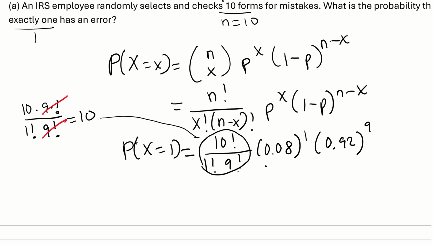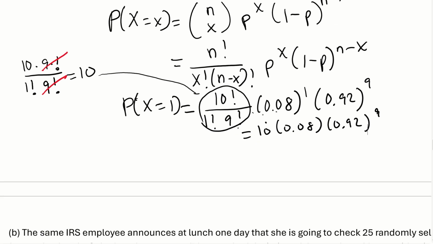All right, and then we could just do 10 times 0.08 times 0.92 raised to the 9th power to get our answer. I just wanted to show you that calculation so you can see that. Okay, so 10 times 0.08 times 0.92 to the 9th power. But if you wanted to use the binomial PDF, then that's perfectly fine. You can just show your work, write binomial PDF and then write down your values.